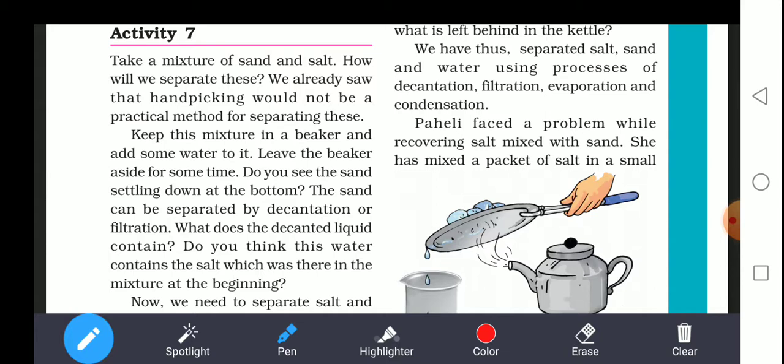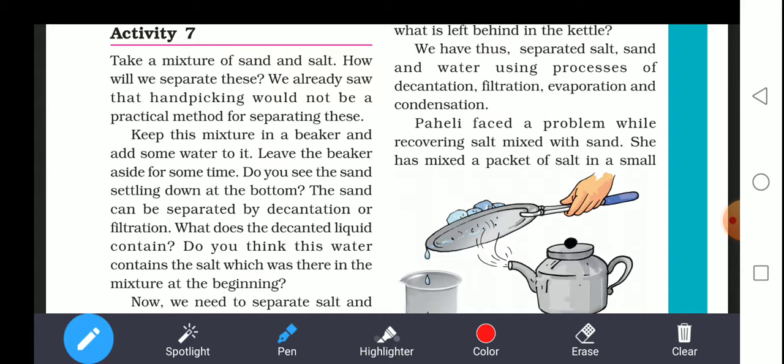So how will you separate? We already saw that hand picking would not be a practical method for separating this. We cannot separate by hand picking because it is not possible. The size of the salt is very small, and sand also. So it is impossible to separate with the help of hand. So what do we have to do? Which method do you have to use to separate this sand and salt?